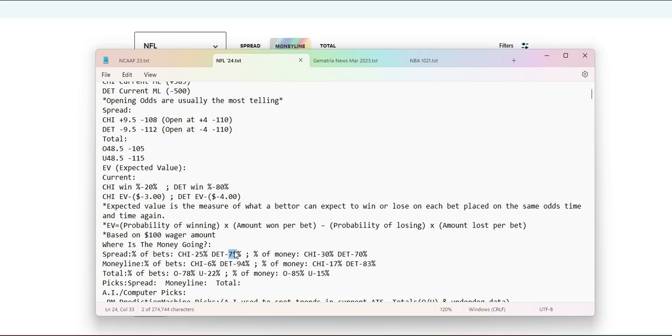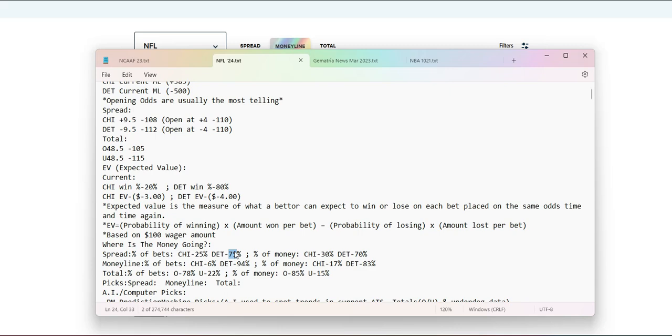Money line percentage of bets. 6% going with Chicago on the betting, 94% going with Detroit on the betting. Percentage of money, 17% going the Bears' way and 83% going Detroit's way on the money line.